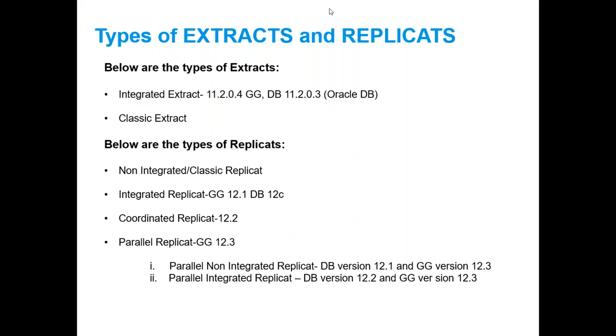Okay. So the different types of GoldenGate extracts available are integrated extract and classic extract. Classic extract has been available since the beginning of GoldenGate. Integrated extract is available from GoldenGate version 11.2.0.4, and for that the minimum database version should be 11.2.0.3. So if your database and GoldenGate versions are these, you can use integrated extract. Otherwise, you have to use classic extract.